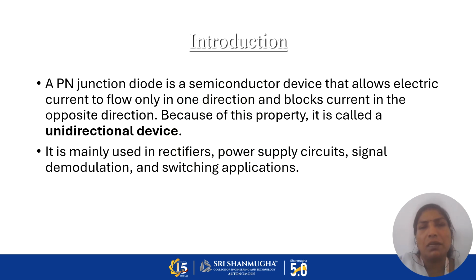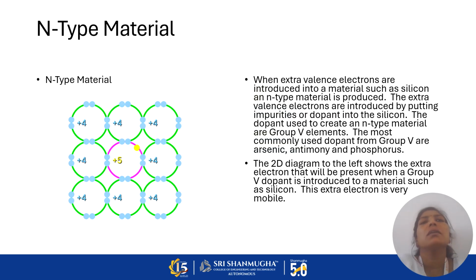There are two types of semiconductor materials used to form a PN junction diode. One is P-type semiconductor, another one is N-type semiconductor. P-type semiconductor is formed by adding trivalent impurities like boron and aluminum. In P-type material, holes are majority charge carriers. Another one is N-type semiconductor. This N-type semiconductor is formed by adding pentavalent impurities like phosphorus and arsenic. In N-type material, electrons are majority charge carriers.